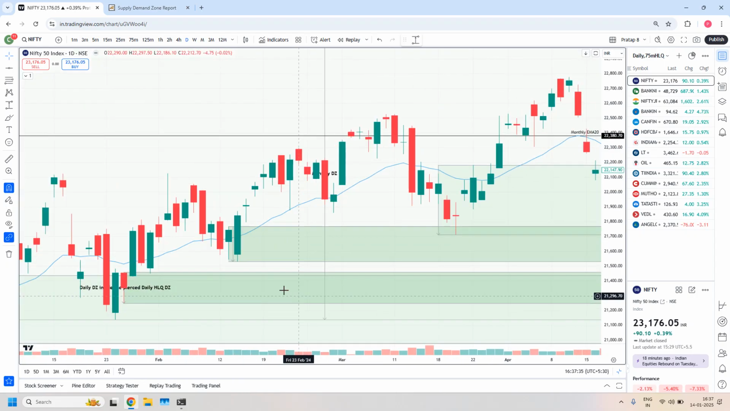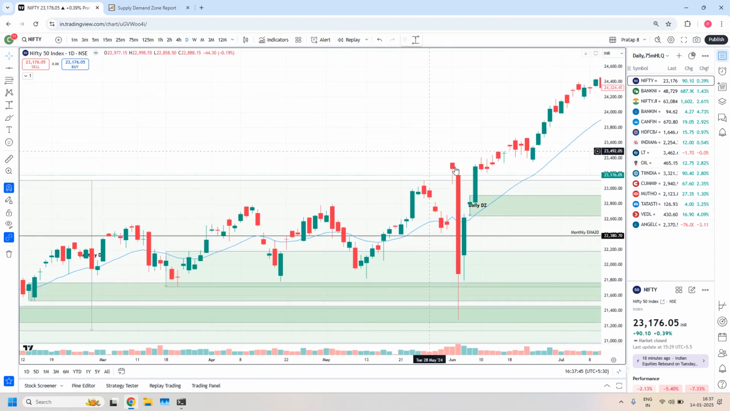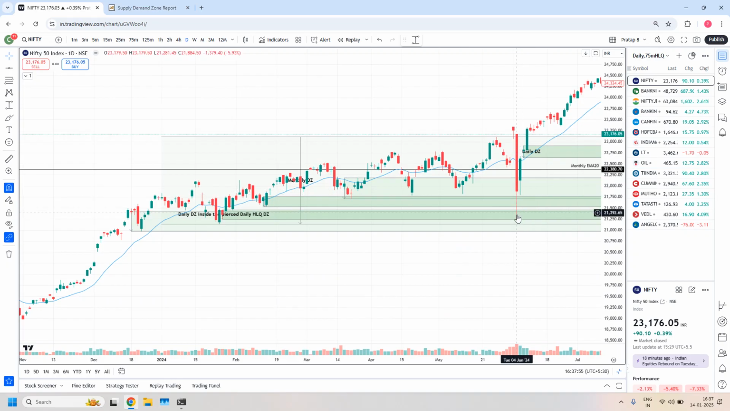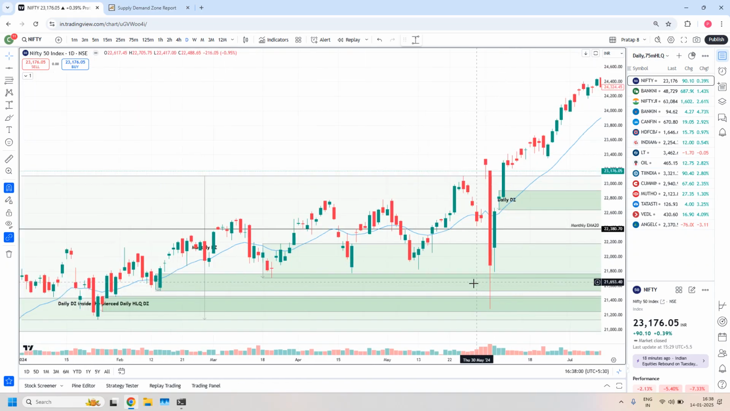Twice it is tested when, see here, prices went and again came down, picked up the orders, and again a good rally it has given. After that you see on June 4th, see this is the June 4th candle, elections declaration day. On that day, prices entered into this daily zone. Why did this daily zone work very well? Because this daily zone is created inside the pierced high liquidity demand zone. Only this zone stopped the crash on that day, June 4th.